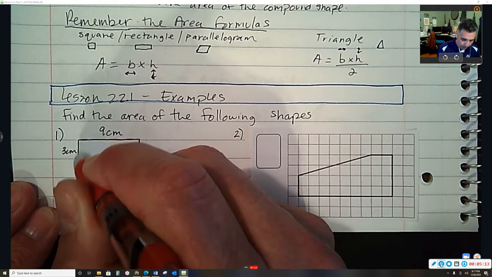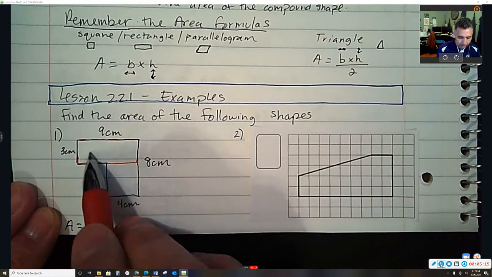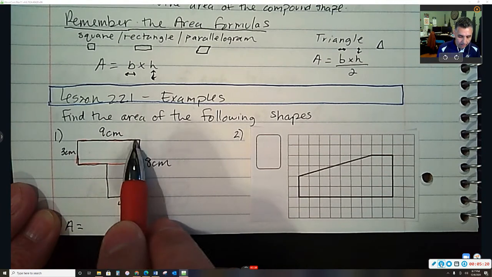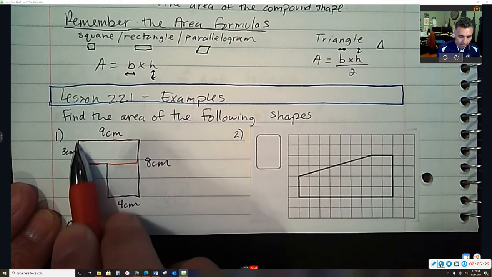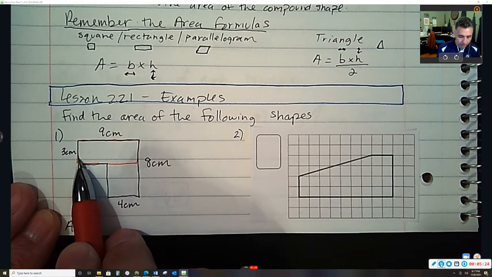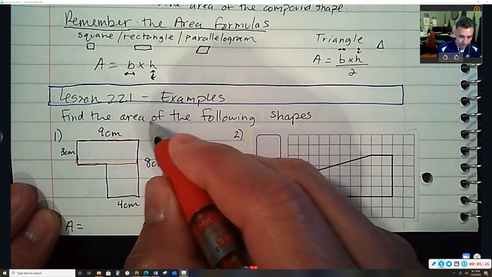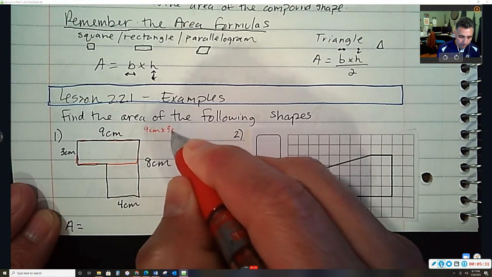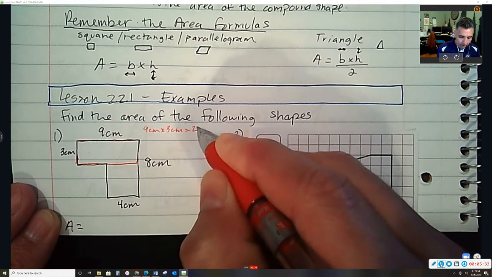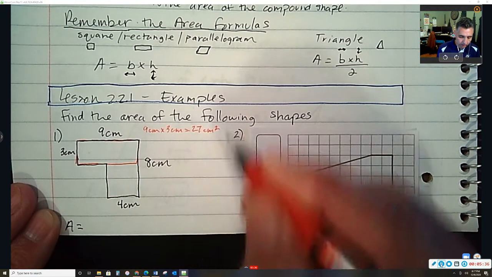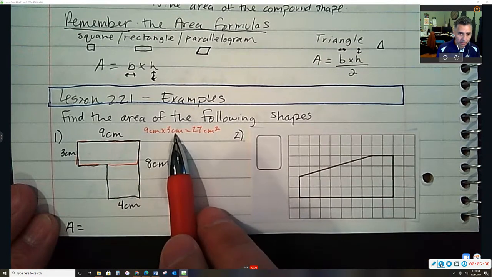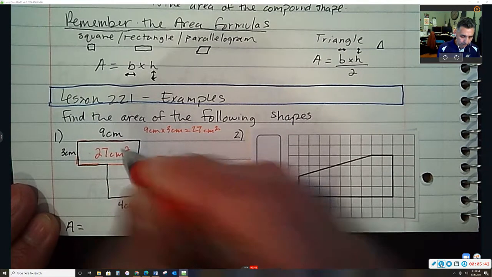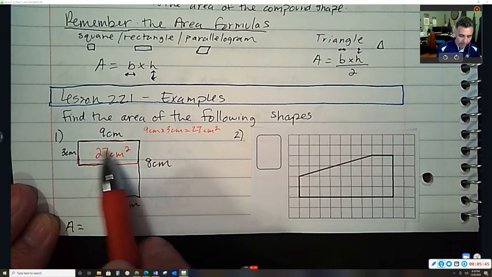So then I have this rectangle up here, and the horizontal distance is 9, and the vertical distance is 3. So the area of the rectangle is 9 centimeters times 3 centimeters, which is 27 centimeters squared. Because remember, it's just base times height. And I'm going to put that in here. That way we know we already figured out this area.